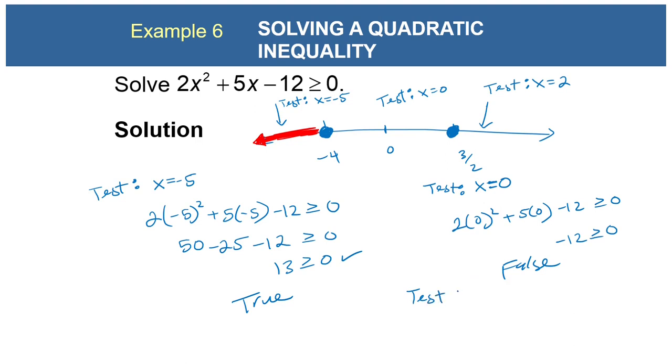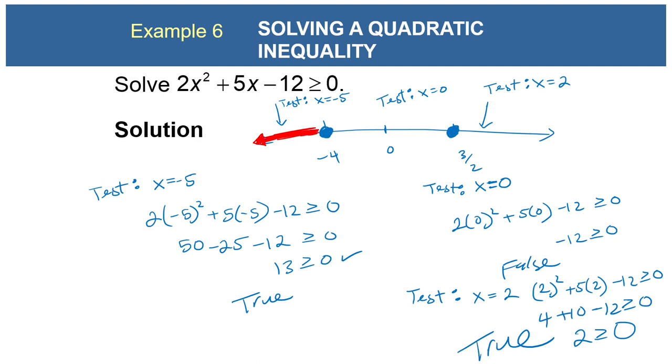Let's test one more. Let's test x is equal to 2. We have 2 squared plus 5 times 2 minus 12. Is that greater than or equal to 0? This is 4 plus 10 minus 12. 4 plus 10 is 14. 14 minus 12 is 2. 2 is greater than or equal to 0. This is true. Since this is true, I'm going to have to shade to the right side of 3 over 2.